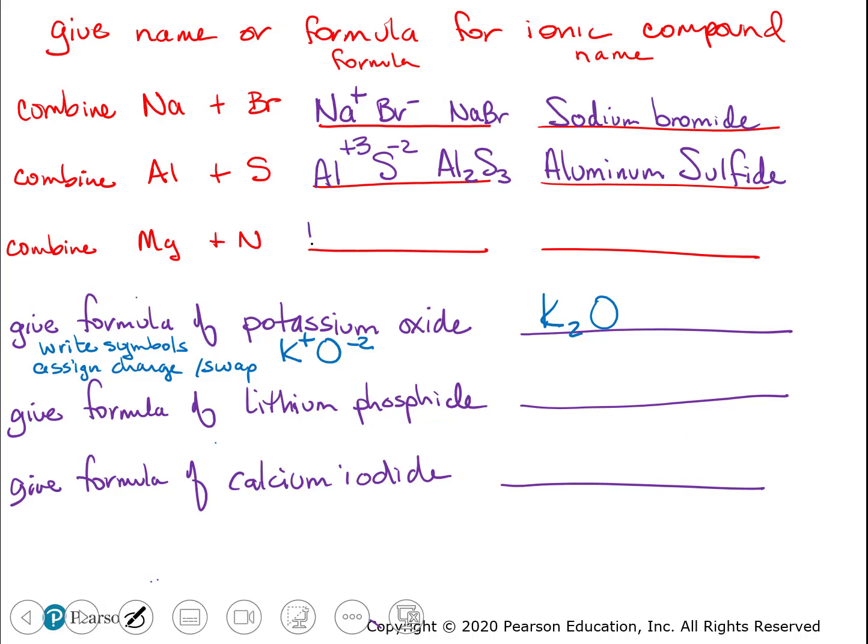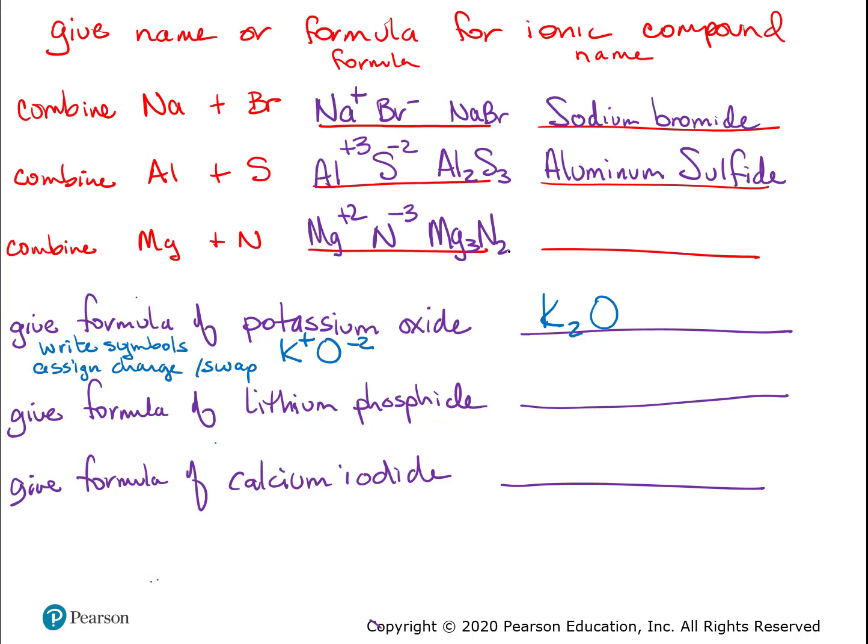Magnesium, what's the charge on magnesium? +2. Charge on the nitrogen, 8 minus its group number, so it's a -3. So again, I got to swap them. So now this time magnesium ends up with a 3. Nitrogen ends up with 2. Okay, charge on the metal, you just swap them and that tells you what the formula is. And then this one's name? Magnesium, what? Nitride.